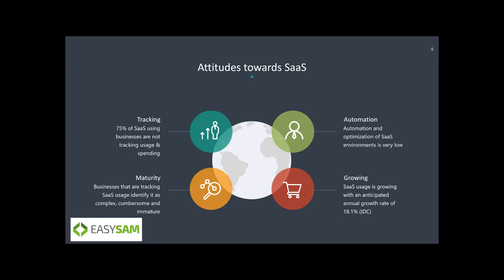And what's interesting is this is against a background of SaaS growing very, very rapidly. IDC are estimating an annual growth rate of about 18% per year. So it's one of the fastest growing areas. I think probably is the fastest growing area of IT spend.